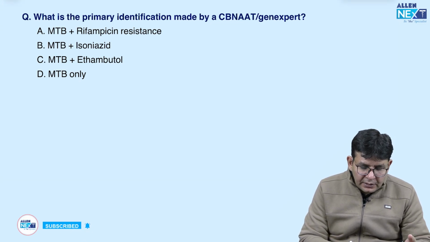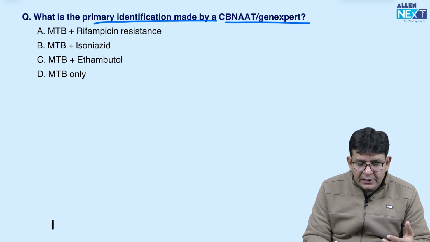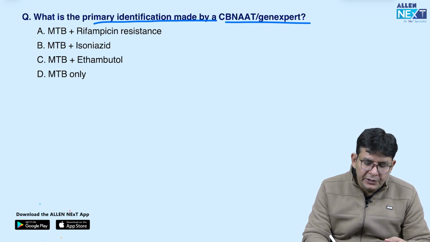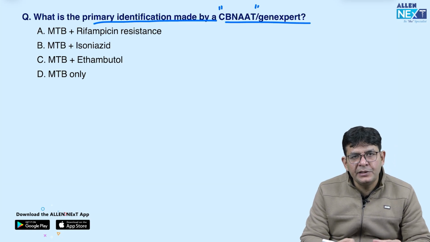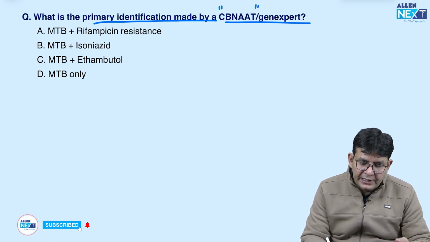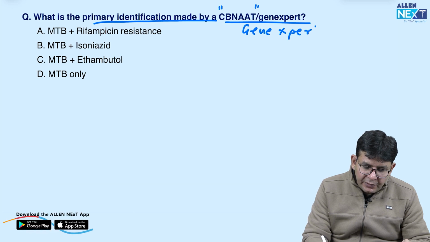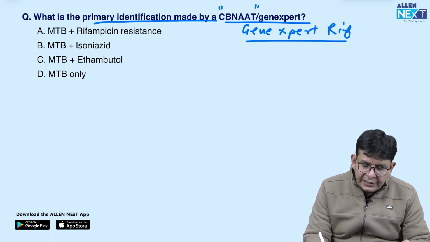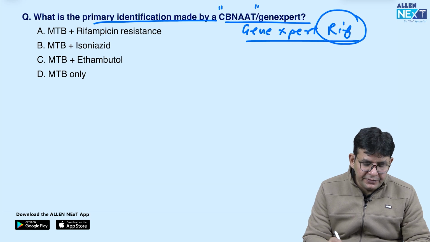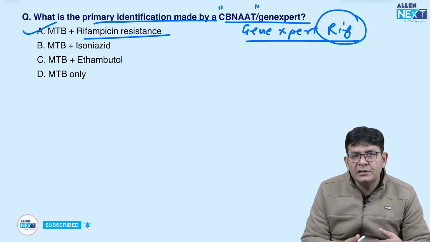Now, it is being asked about the primary identification made by the CB-NAT or Gene Xpert. And CB-NAT, you know guys, what is CB-NAT? Cartridge-based nucleic acid amplification test, the other sophisticated name of PCR. Gene Xpert is the other name of it. So basically the full name is Gene Xpert RIF, that you already know. And this RIF tells about rifampicin resistance. And I suppose this was asked.